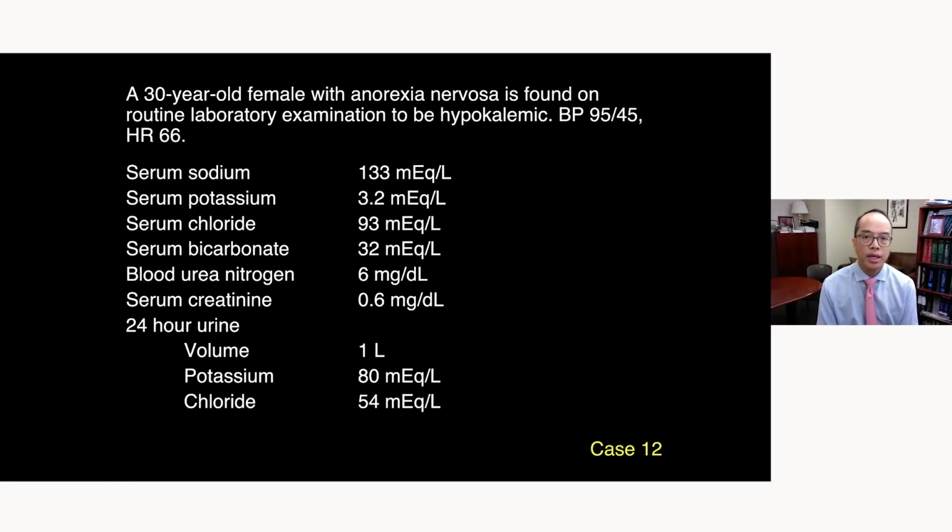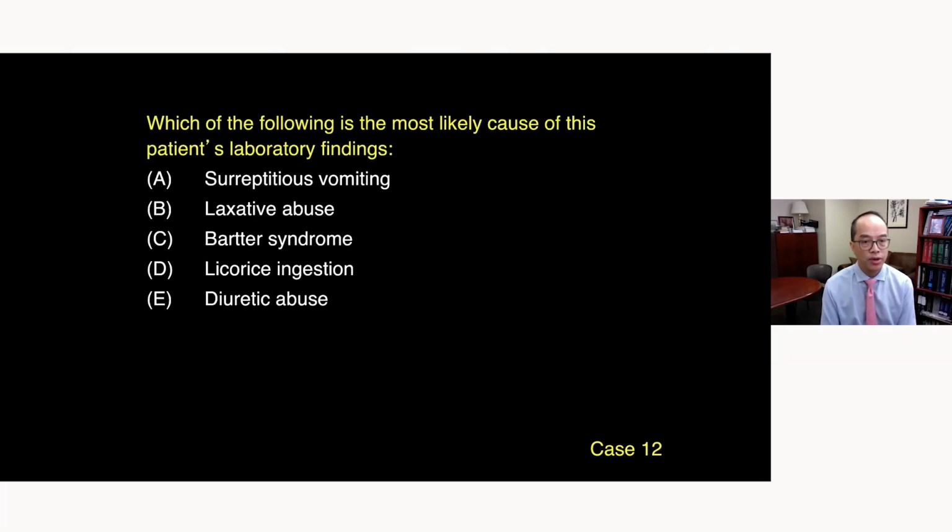Okay, a few hypokalemic cases to finish off with. A 30-year-old female with anorexia nervosa is found to be hypokalemic. Blood pressure is a little low at 95/45. Serum potassium is 3.2. 24-hour urine has 1 liter with 80 of potassium and 54 of chloride. Which of the following is the most likely cause of this patient's laboratory findings? Surreptitious vomiting, laxative abuse, Bartter's syndrome, licorice ingestion, or diuretic abuse?